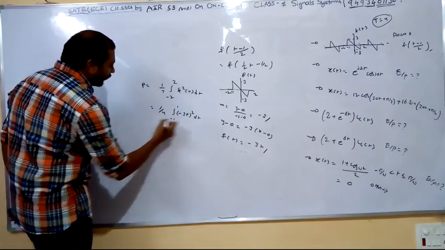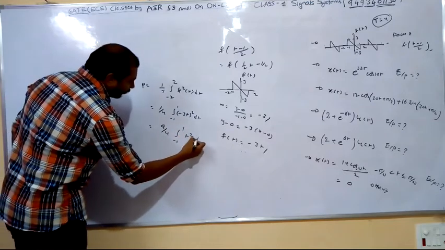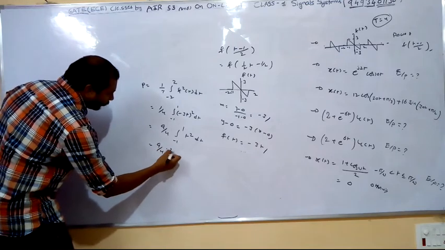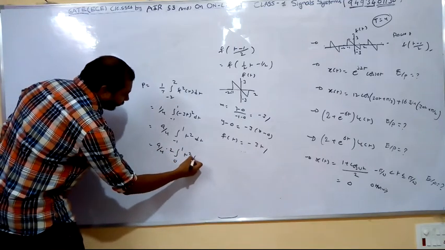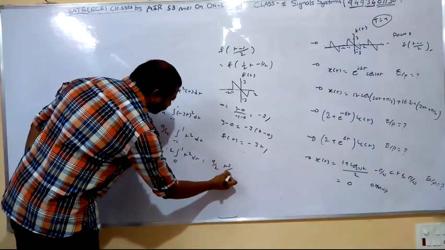So this value is equal to 1 by 4 into integration minus 1 to 1, since from minus 2 to minus 1 this value is equal to 0. From minus 1 to 1 it is minus 3t whole square dt. So this can be represented as 9 by 4 integration minus 1 to 1 t square dt. As it is an even function, this can be represented as 9 by 4 into 2 times integration 0 to 1 t square dt.